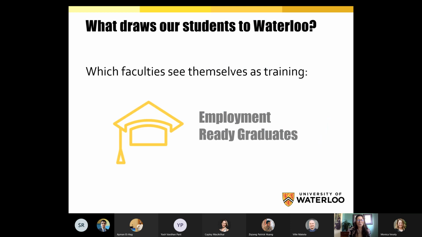Okay. So the next thing we're going to go to is what draws our students to Waterloo. So we've seen some of the impacts that student expectations can have on your practice, and you've got a better sense of the makeup of our student body. But what are the draws at a faculty level that really bring our students to Waterloo? So the first one we're going to poll again is which faculties see themselves as training employment-ready graduates? And you can select more than one option here.